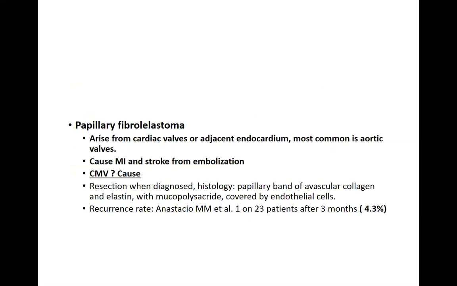Papillary fibroelastoma. This is one of the most common tumors in the adult. It arises from any cardiac valve or adjacent endocardium. The most commonly affected valve is the aortic, followed by mitral, followed by tricuspid, followed by pulmonic. It can cause MI or stroke because of embolization. Some series show that it's associated with CMV.